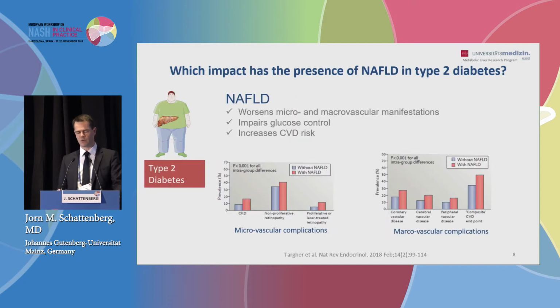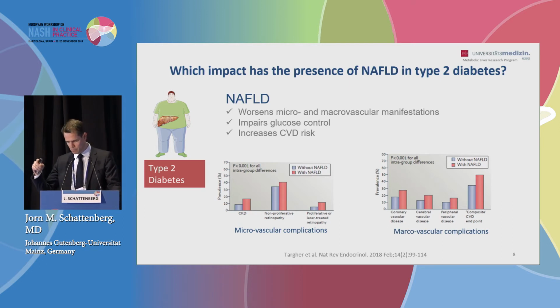So let's ask a different question. If a patient has diabetes, which is a prominent risk factor for cardiovascular disease, does having NAFLD affect his cardiovascular outcomes? And I think the answer is yes. Diabetic patients with NAFLD, and this comes from a current review, have worse micro- and macrovascular manifestations. You see more chronic kidney disease, nonproliferative and proliferative retinopathy with regard to the microvascular, but you also see more macrovascular complications, coronary artery disease, and cerebrovascular disease. So having NAFLD makes your clinical phenotype worse.